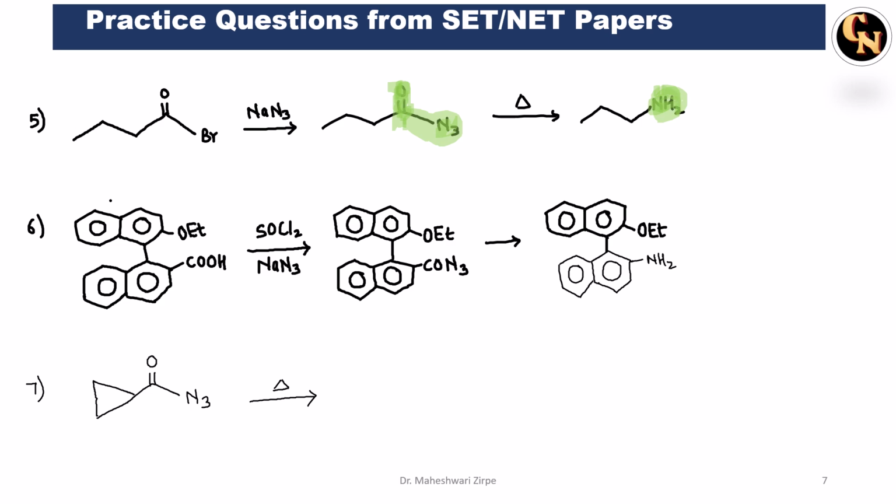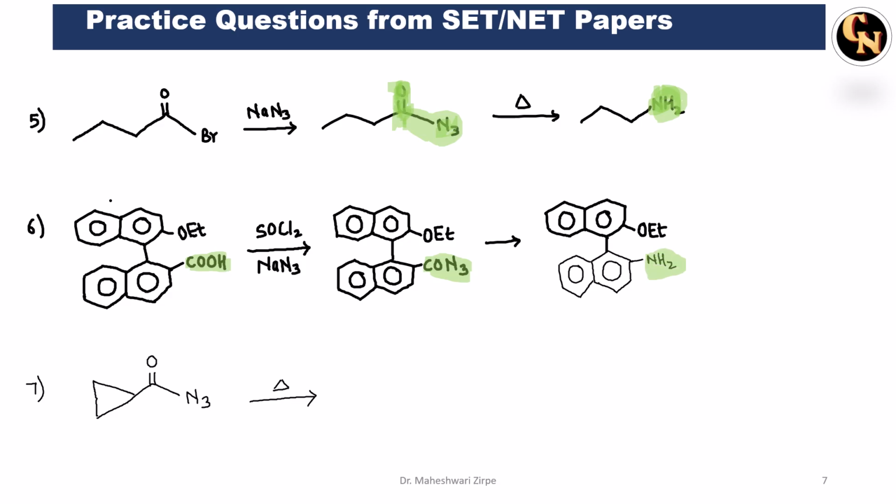The sixth one, even though the molecule is a little bit complex, you don't have to worry, because you only have to concentrate on the reagents which are on the arrow and whether there is an acid. Here you can see that there is an acid group, and on the arrow it is SOCl2 and sodium azide. So it is going to undergo the Curtius rearrangement reaction. The carboxylic group has been converted into CON3 acyl azide, and that will get converted into the amine group.